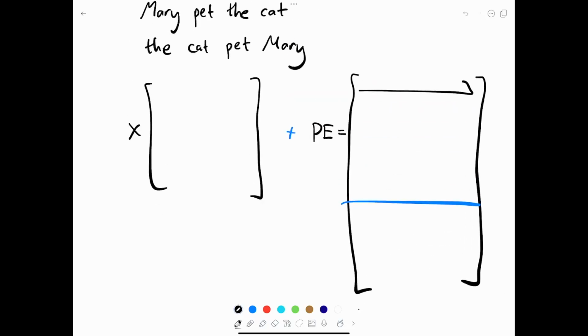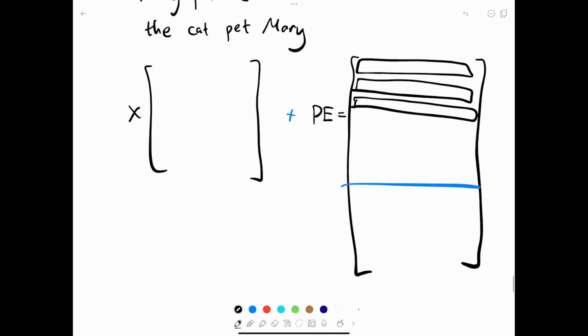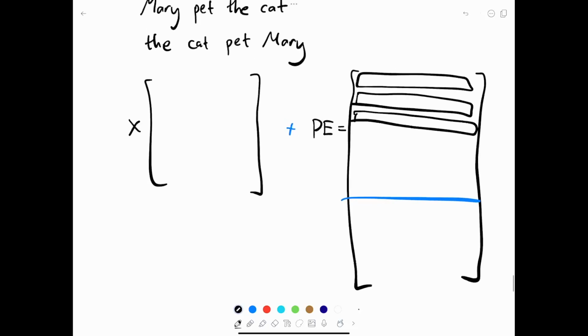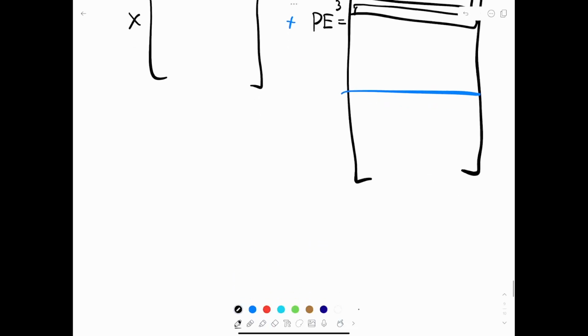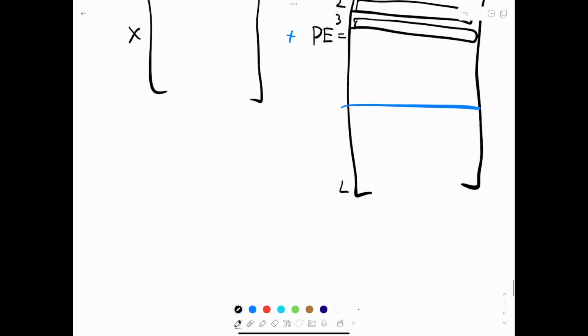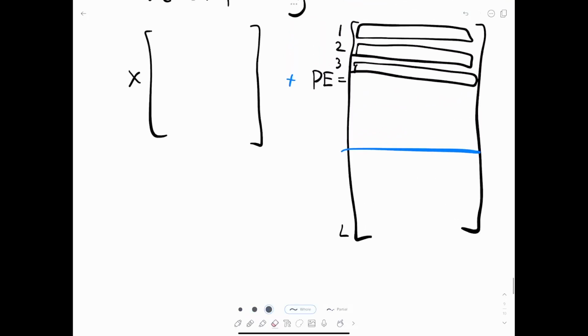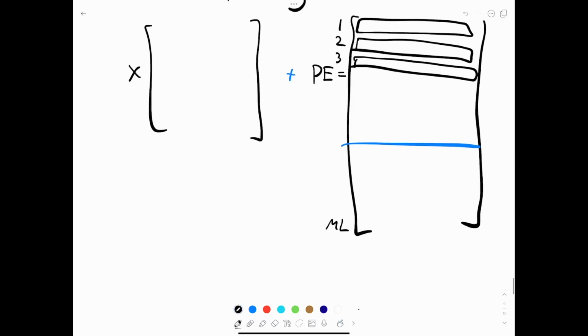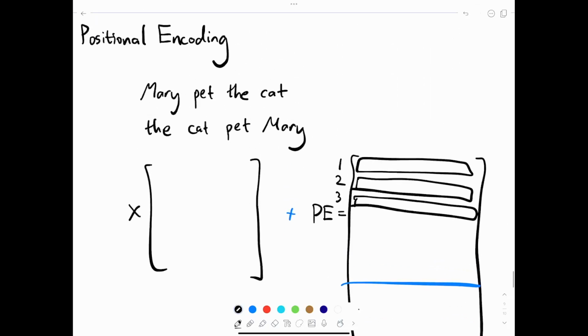So there's an embedding for the first row, an embedding for the second row, an embedding for the third row. And this just references the first token in the sentence, the second token in the sentence, third token, and so on, up to some kind of maximum length. Okay, so that's what we call learned positional encoding.